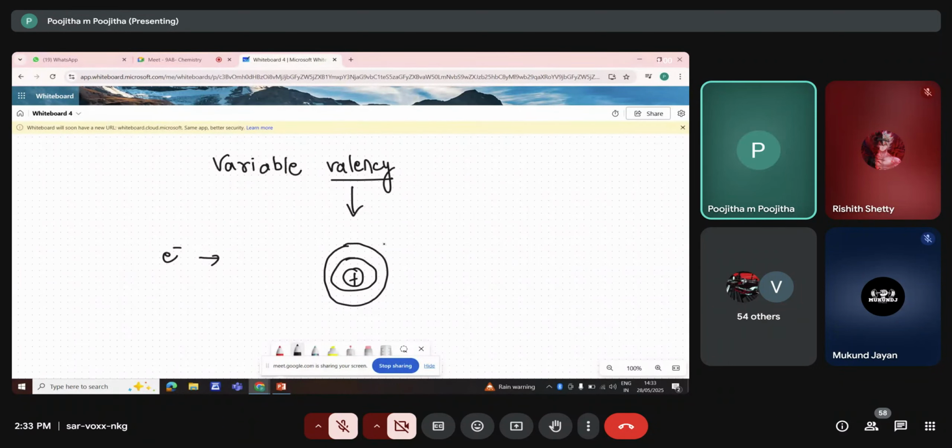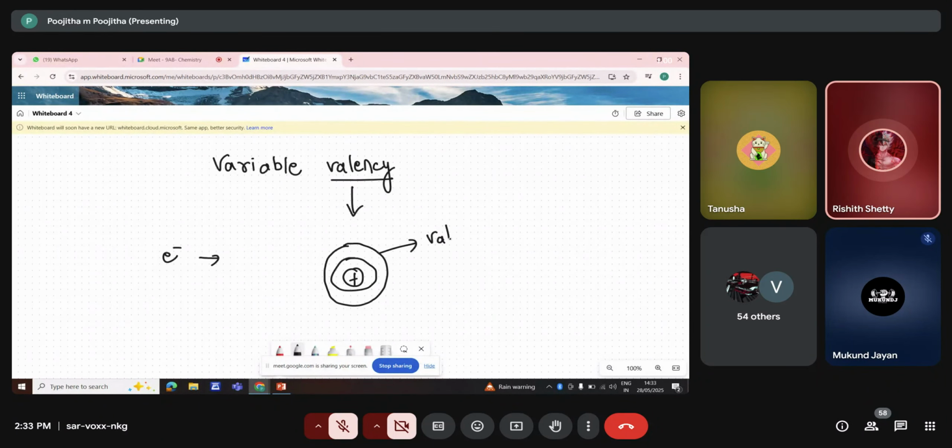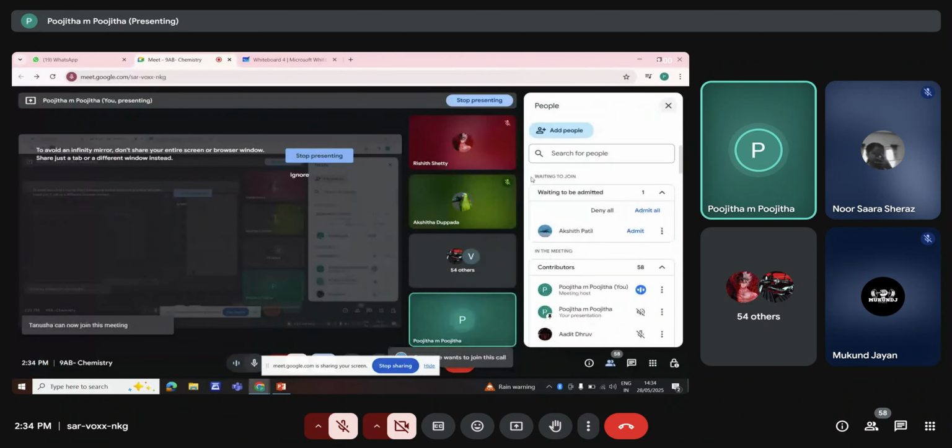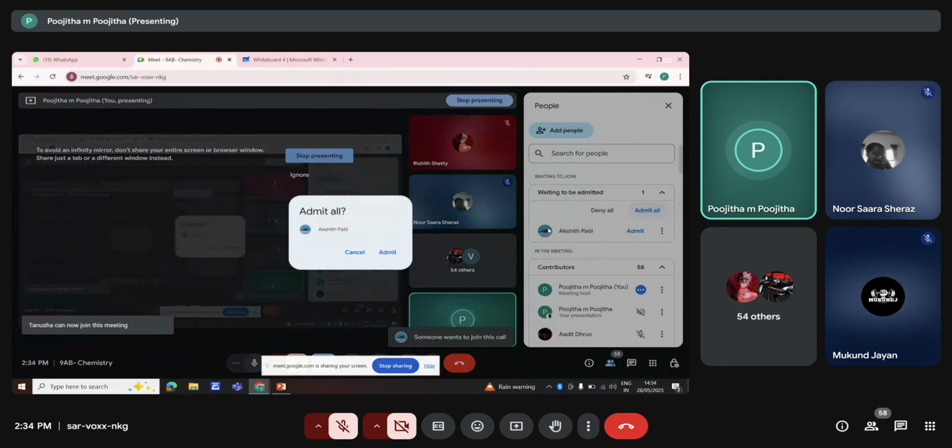From where? From the valence shell, the outermost shell, the last shell. Correct. So the number of electrons gained or the number of electrons lost from the valence shell of an atom, to attain the stable electronic configuration of the nearest noble gas, that is the meaning of the term valency.